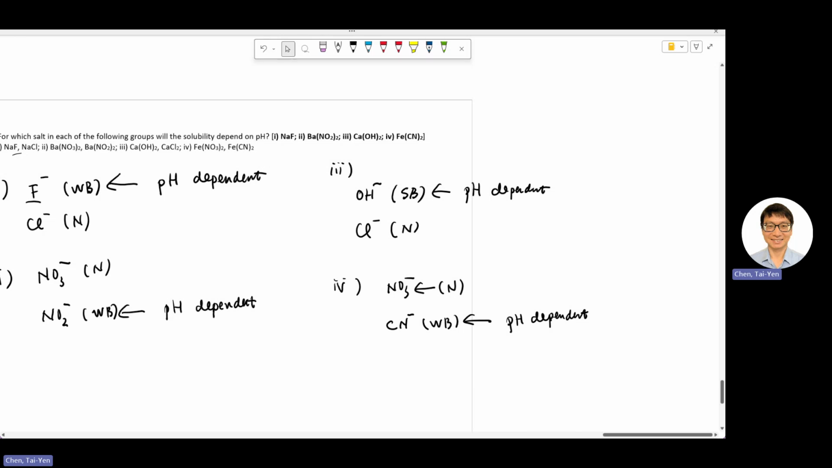So this very last question really tests whether you can recognize if the anion is a strong base, weak base, or neutral. If it's neutral, then it's not going to be pH dependent. But as long as it's a strong base or weak base, then it will be pH dependent. Okay, so let's stop for today. I hope everybody can understand the things that we talked about today.